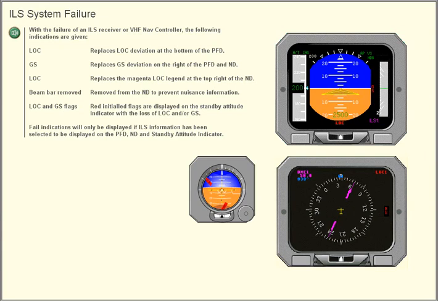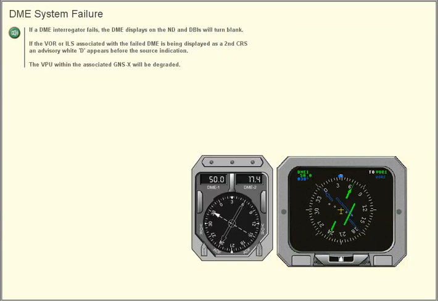Red initialed flags are displayed on the standby attitude indicator with the loss of localizer and/or glide slope. Fail indications will only be displayed if ILS information has been selected to be displayed on the PFD, ND and standby attitude indicator.